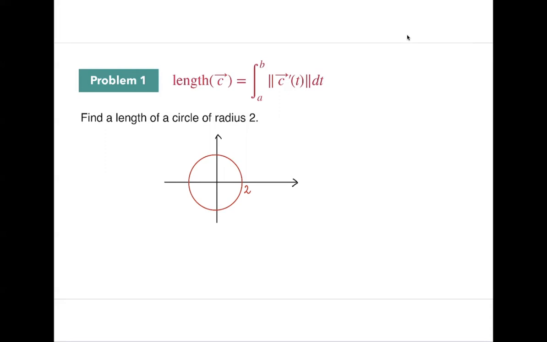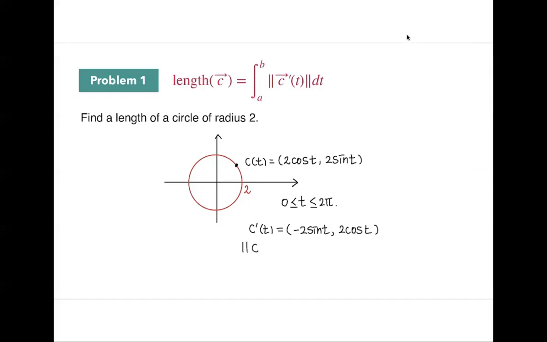So let's say that the circle C of t is given by 2 cosine t, 2 sine t, and our t will be from 0 to 2 pi. And it is a closed curve. And C prime t is given by minus 2 sine t, comma 2 cosine t.